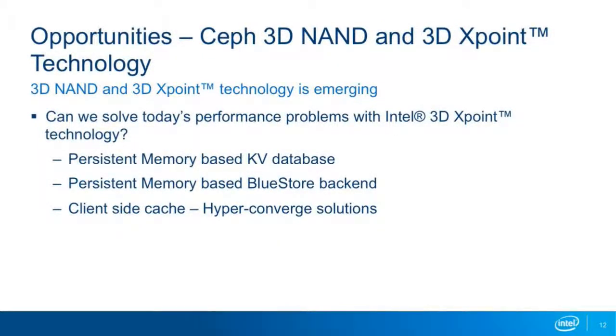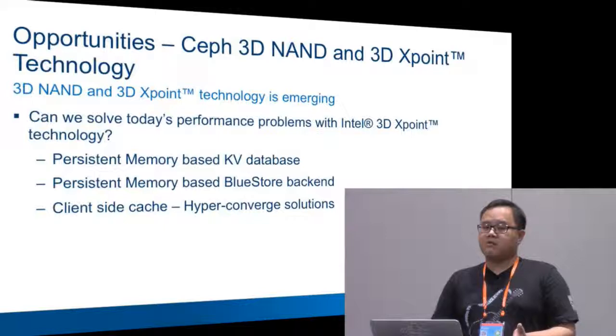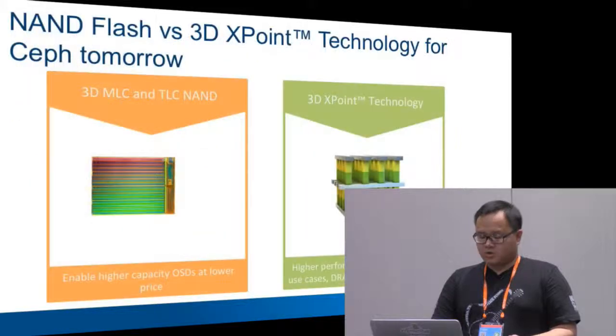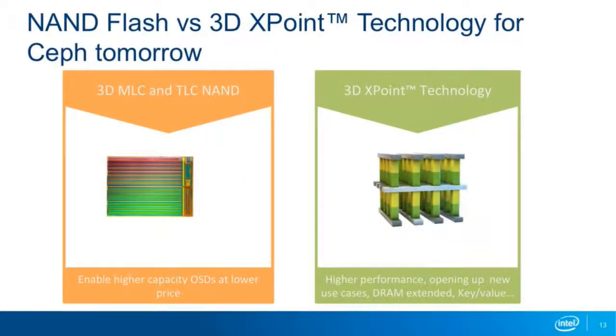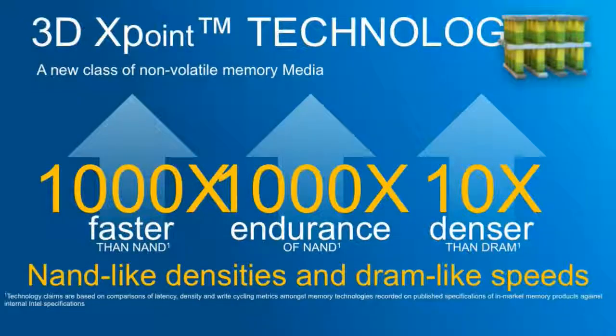The last thing is, based on the analysis, we want to find something we can do with future hardware, I mean 3D NAND and 3D XPoint. This is 3D NAND. In the future, the SSD density will be much higher and the cost will be much lower. So we expect that when 3D NAND comes out, the cost per gigabyte will be much closer to high-end SAS drives. And for 3D XPoint, you have probably heard of it. It's like 1,000 times faster than NAND, 1,000 times the endurance of NAND, and 10 times the density of DRAM.